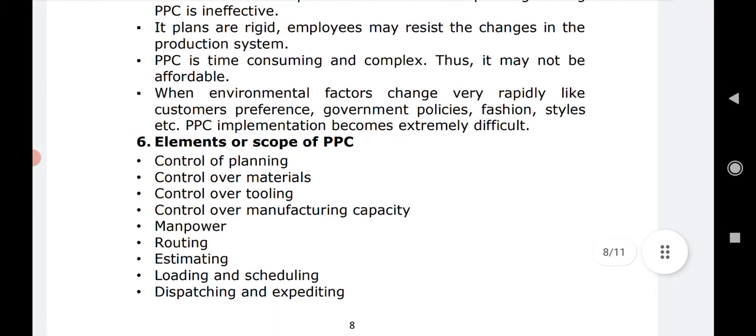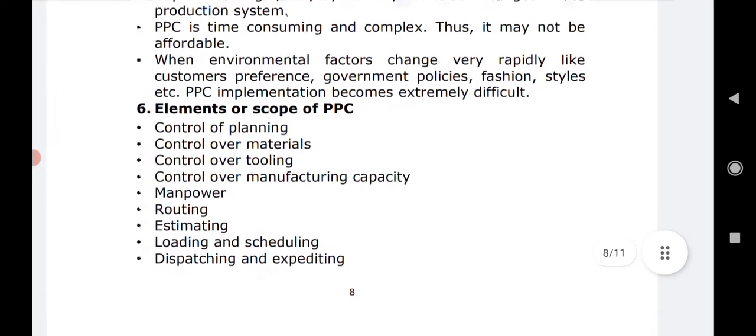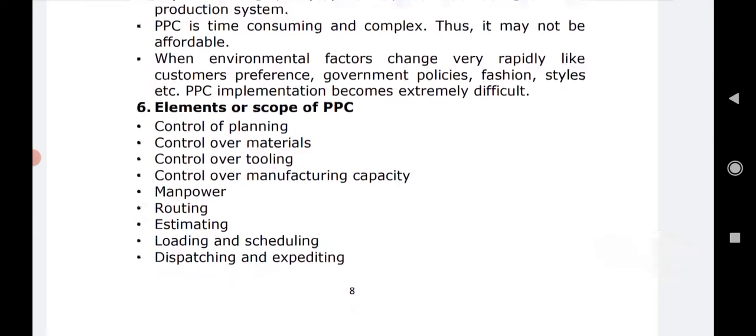Next, its plans are rigid. Employees may resist the changes in the production system because the things are planned, pre-planned, right? At times employees may find it a little rigid, and that is why they may resist the change, right? PPC is time consuming and complex, as I told you earlier also. Thus it may not always be affordable.